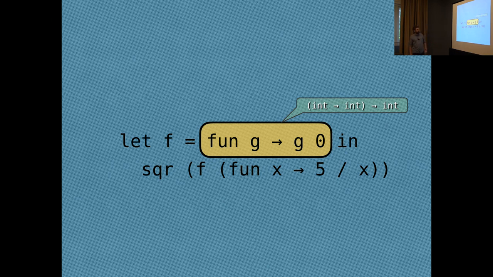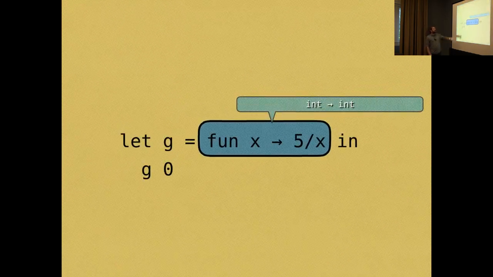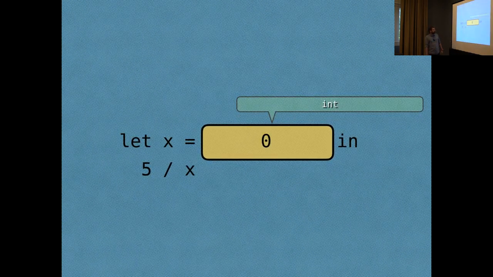Same spec, same blue program. Okay, so we transfer control in, G gets bound to this. Now we're going to apply G to 0. So we're going to transfer control back into the blue program.